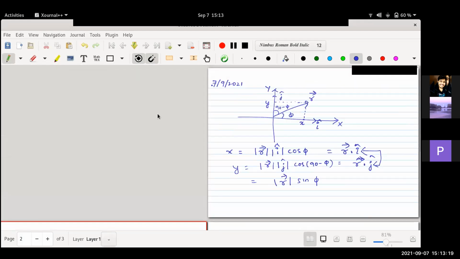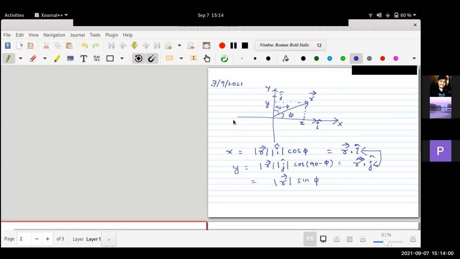Observe this figure here. You have this vector R in the XY plane. Suppose you wish to compute the projection of R onto the x-axis, the component x. How do you determine the component x? It is actually the modulus of R multiplied by the cosine of the angle phi. If you consider the unit vector along the x-axis to be I, x can be written as modulus of R multiplied by modulus of I multiplied by cosine of phi. This is precisely R dot I.